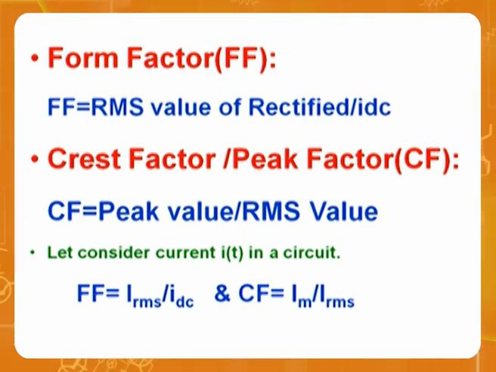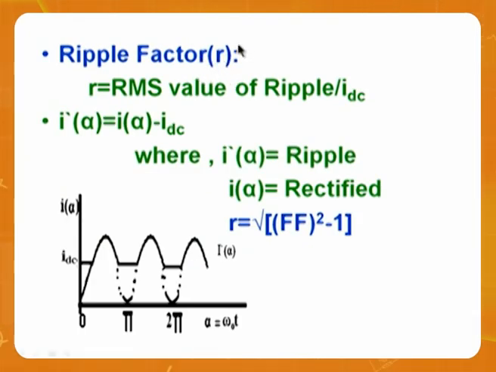Another factor that we should know is the ripple factor. We denote it as R for ripple. It is the RMS value of the ripple divided by the DC value. If you convert the ripple factor in terms of the form factor, it is the square root of form factor squared minus 1. So if you know the form factor, you can take the square root and calculate the ripple factor. So these are the different factors involved. We'll take certain problems to understand how to calculate all these factors.